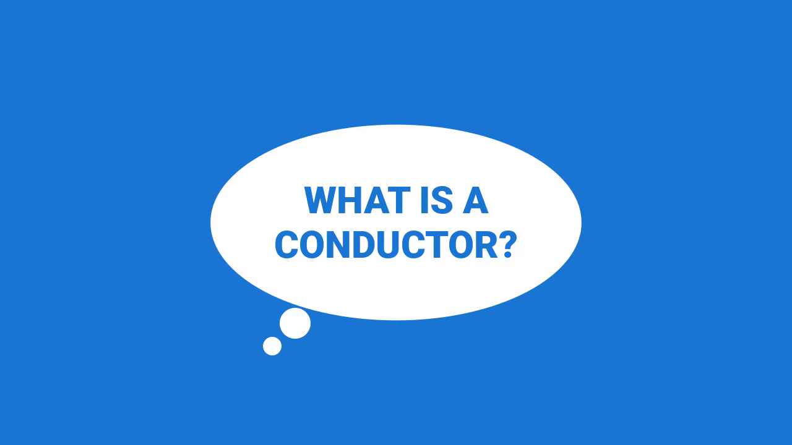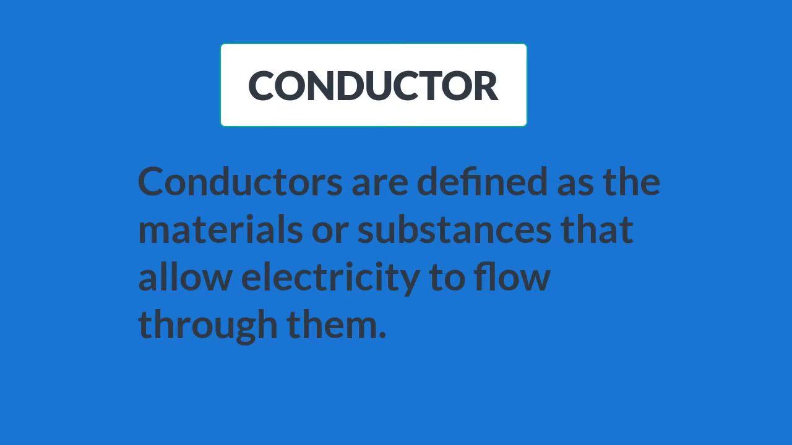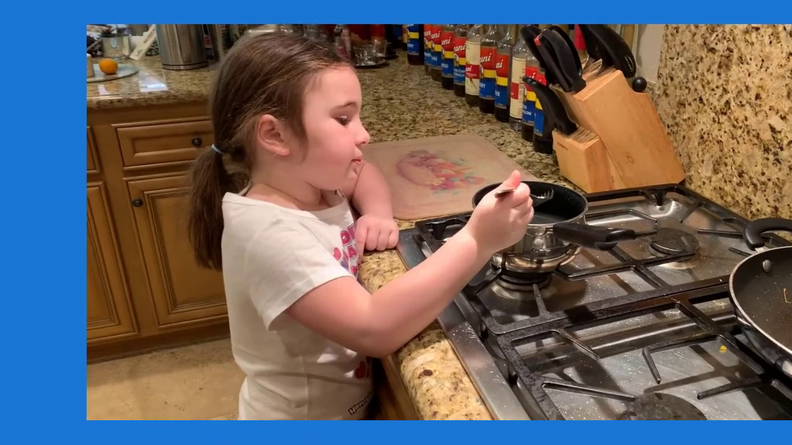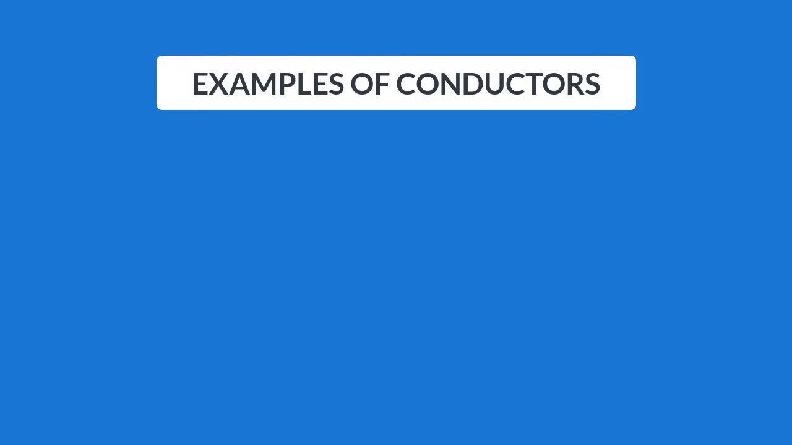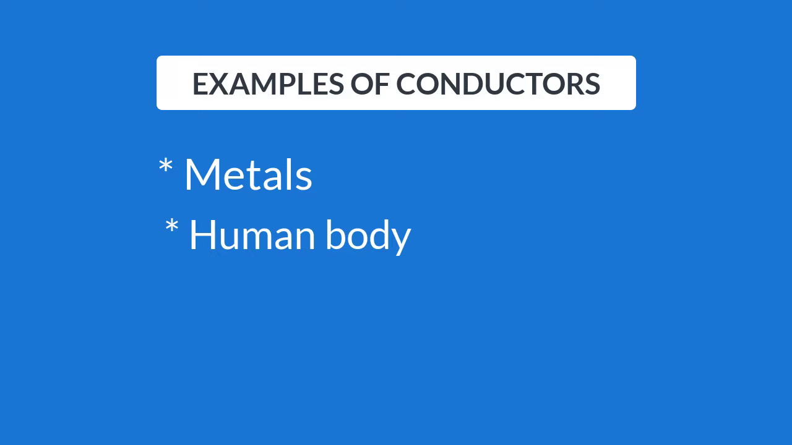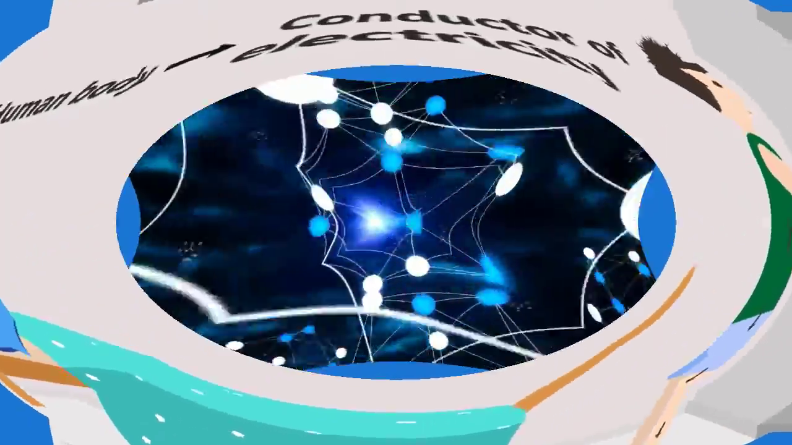What then are conductors? Conductors are defined as the materials or substances that allow electricity to flow through them. Also, conductors allow heat to be transmitted through them. Examples of conductors are metals, the human body, earth, and animals. The human body is a strong conductor. It therefore offers a resistance-free route from a current-carrying wire through the body for the current to flow.